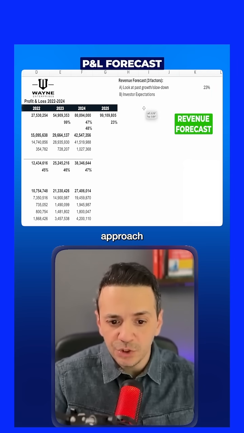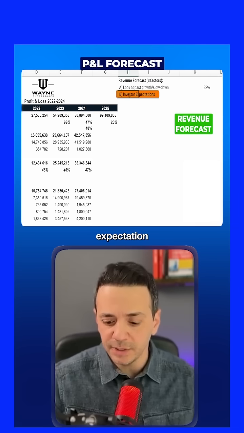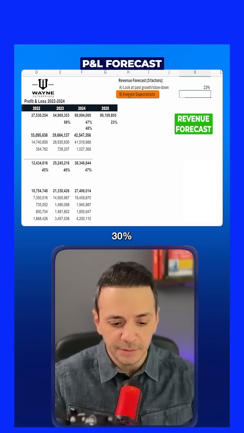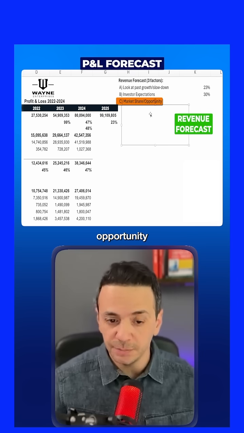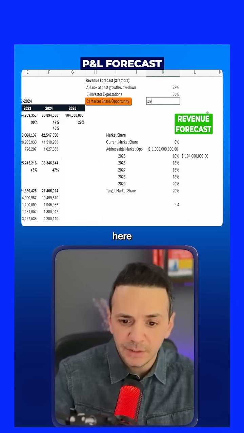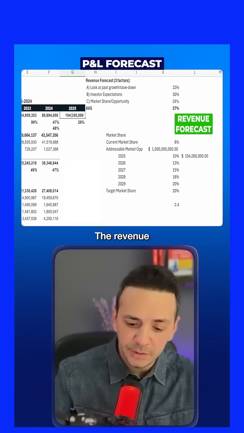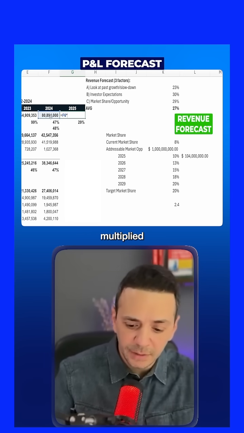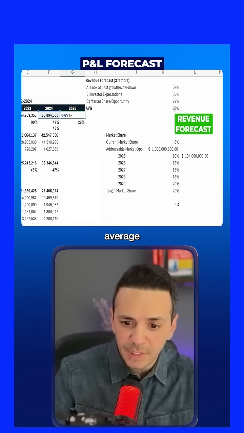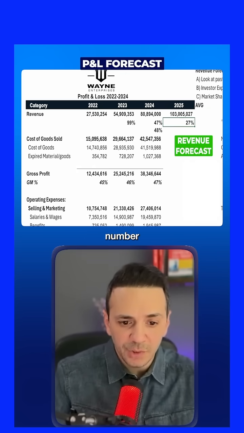The second approach that we will look at is the investor expectation. So in this case here, the investor expectation happens to be 30%. And our third factor, which is the market share or opportunity. So we'll plug in the 29% here, and the average is 27%. The revenue will be equal to prior year number multiplied by 1 plus this average number that we got here. So it's going to be 103 and 5,000. Okay, so now we have the revenue number for next year.